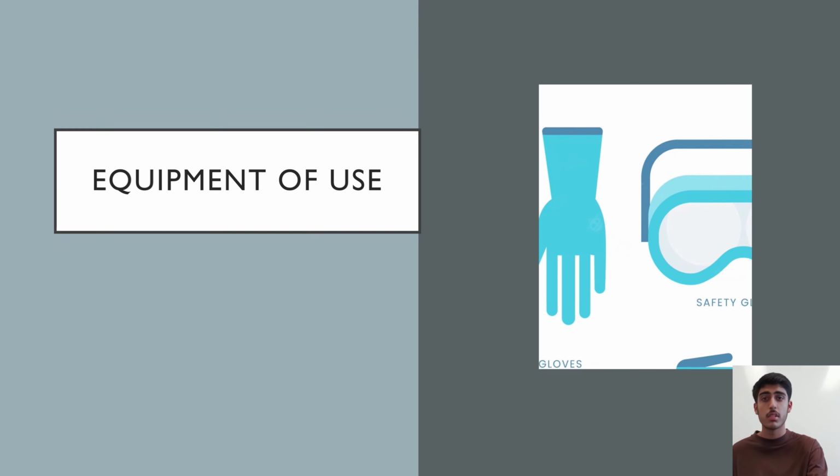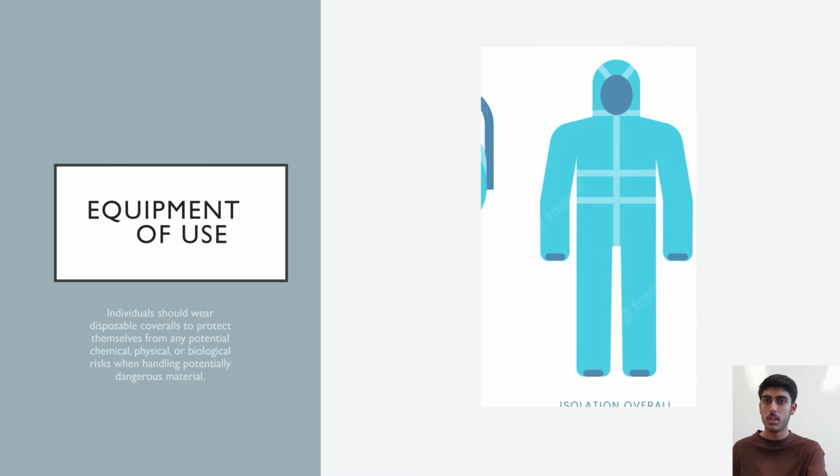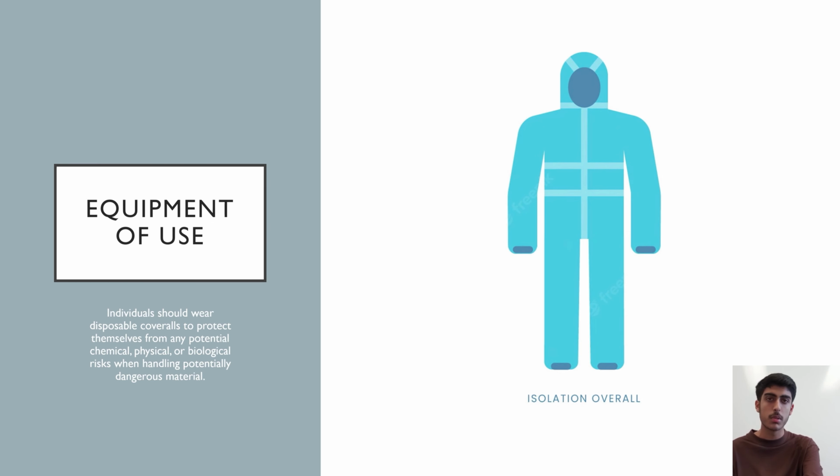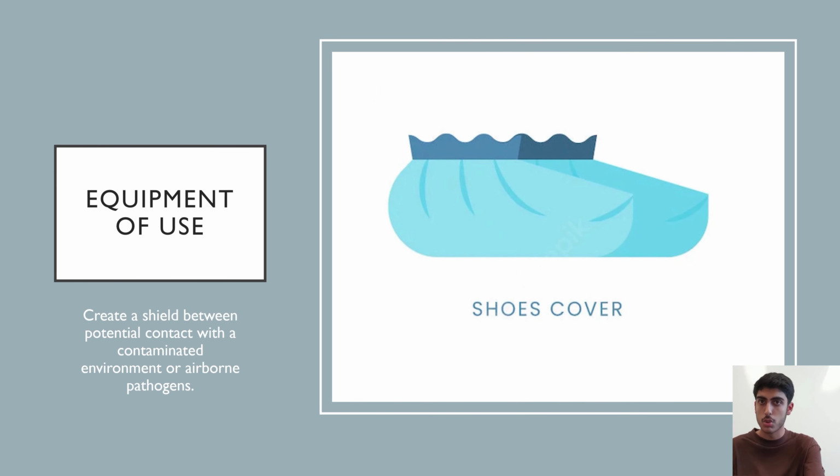Your eyes, they are also special and also precious. So, how do you protect them? Just wear safety glasses. You have these ones, and also you can wear these ones. Next up, isolation overall or cover overall. Individuals should wear disposable coveralls to protect themselves from any potential chemical, physical, or biological risk when handling potentially dangerous material. Okay, next up, you can also wear a shoe cover basically.